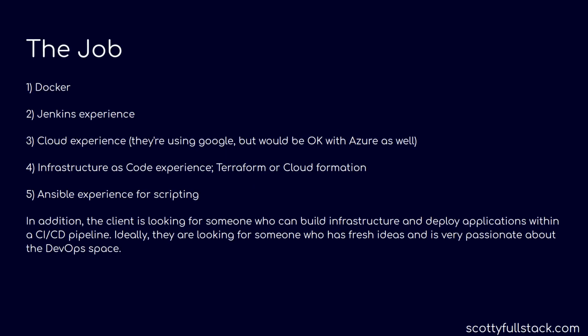The job is asking for Docker, Jenkins experience, and cloud experience: Google, Azure. We're going to use AWS. Doesn't really matter in the end. Nobody actually cares. They all really do the same thing. Infrastructure as code, which would be Terraform or CloudFormation. We're using Terraform. Ansible for automating. And CI/CD, which we're not really going to jump too deep into, but we are going to just deploy an image via SSH from Jenkins to a web server.